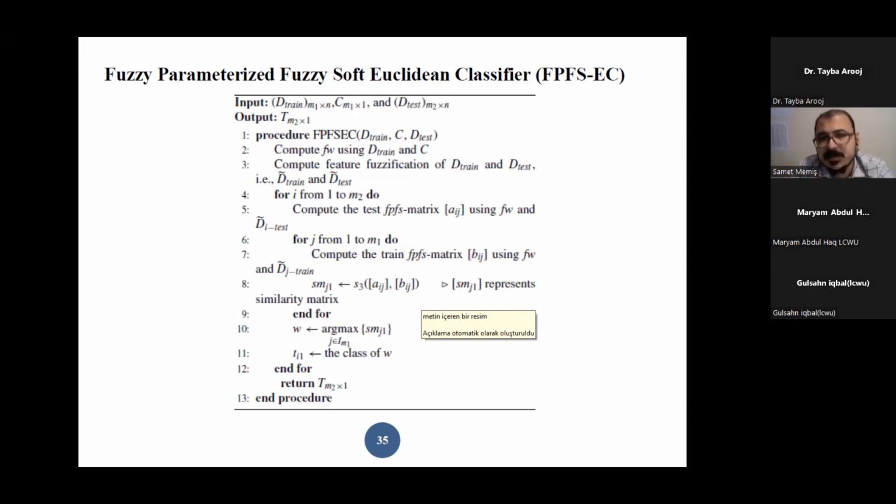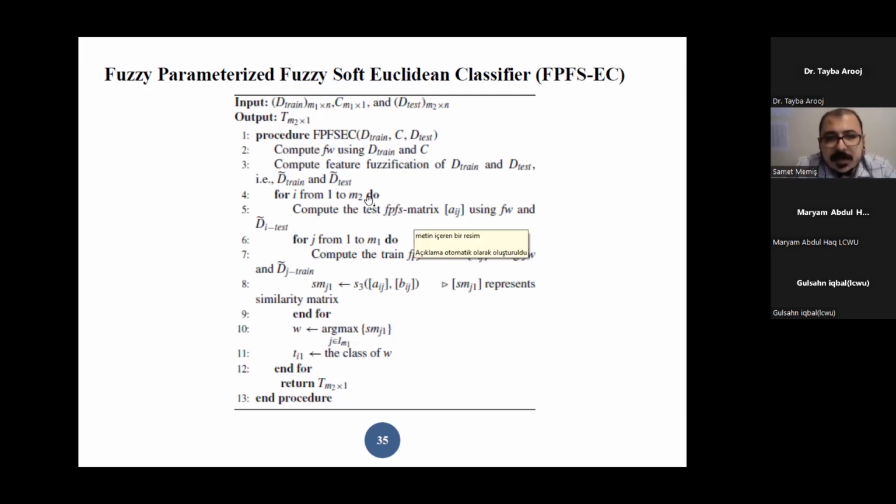We see these results. Anyone wondering about the numerical results of these studies? You can see our article, or I can share the article with you with my pleasure.